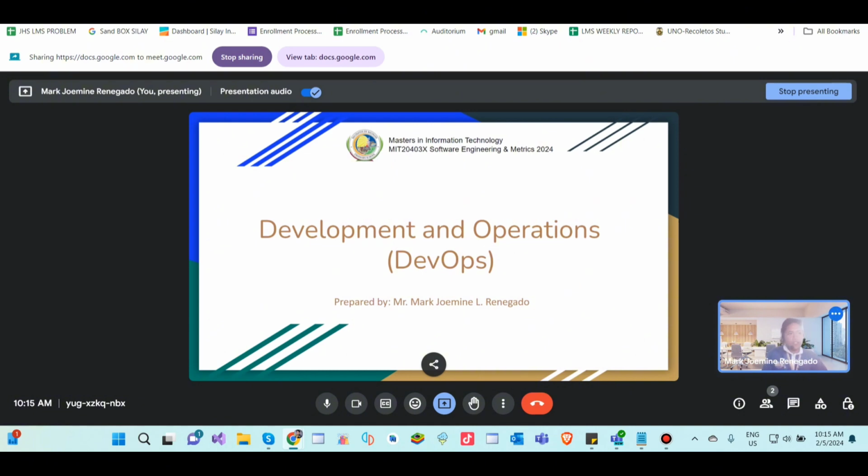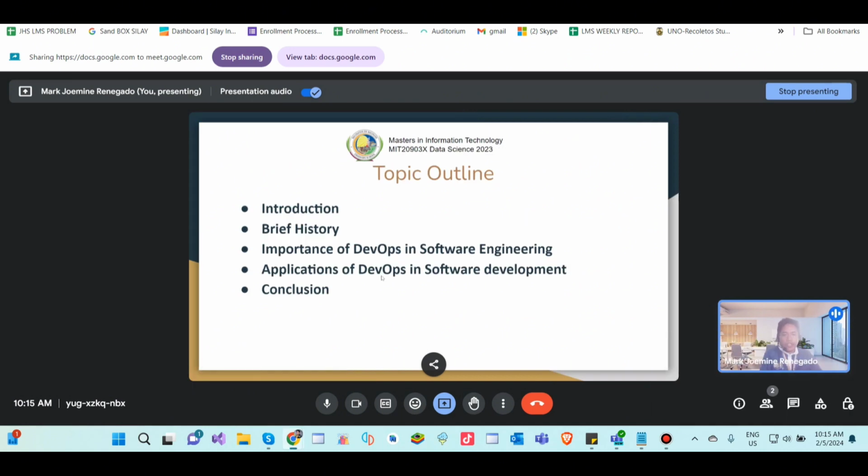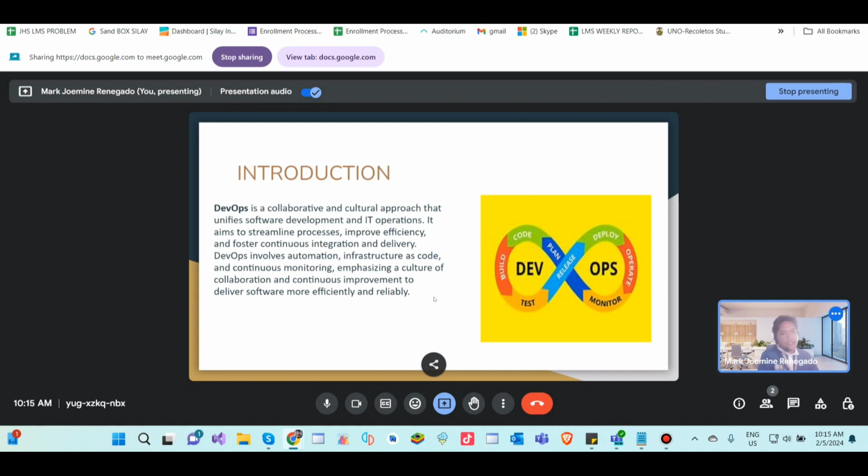So the topic is all about development and operations, also called DevOps. Okay, without further ado, let's go to the next slide. So the topic outline is here. We have the introduction of DevOps. We also have the brief history, the importance of DevOps in software engineering, applications of DevOps in software development, and last but not the least is the conclusion.